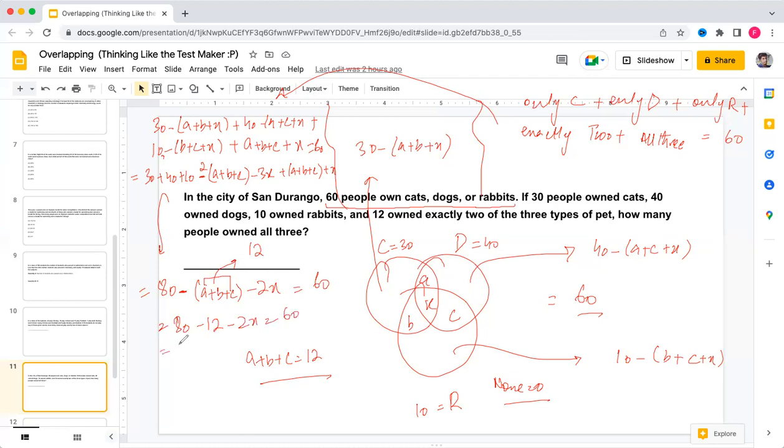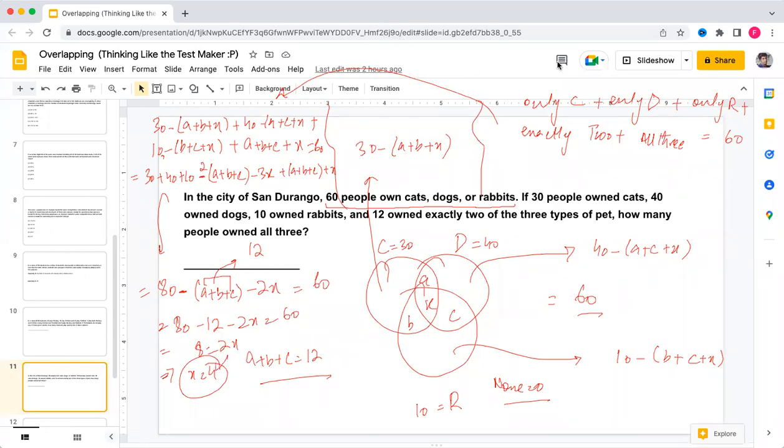If you solve this, 60 on this side, 20 minus 12 is equal to 8, 8 is equal to 2X, and this means X is equal to 4. So by solving this, we can find that the number of people owning all of these is equal to 4 only, right?